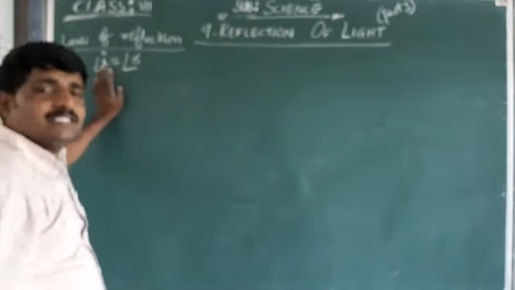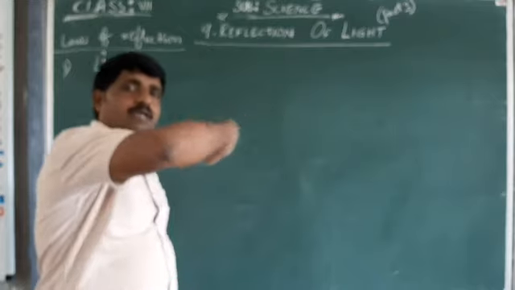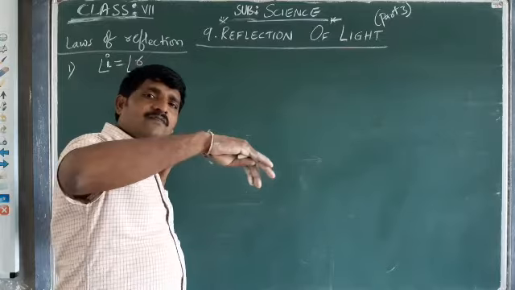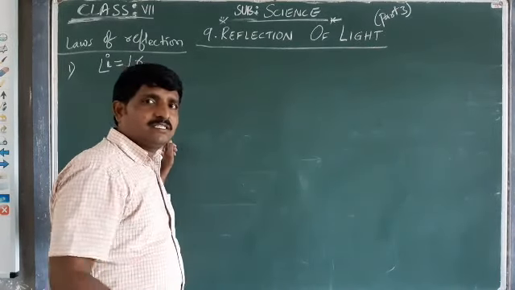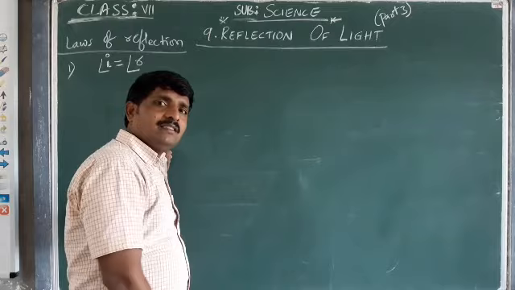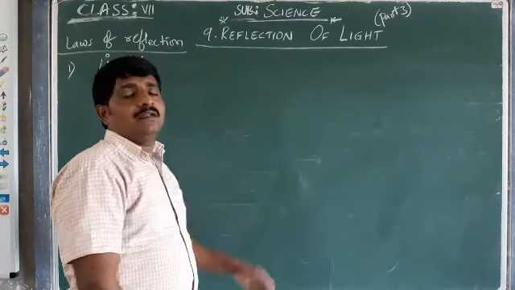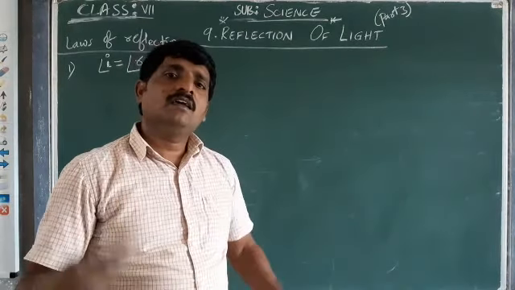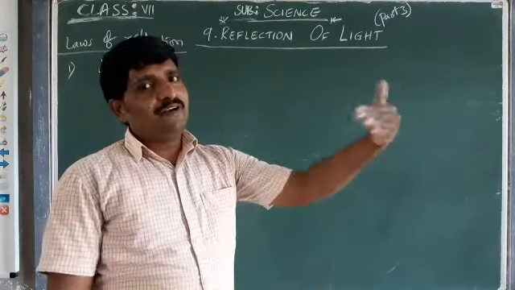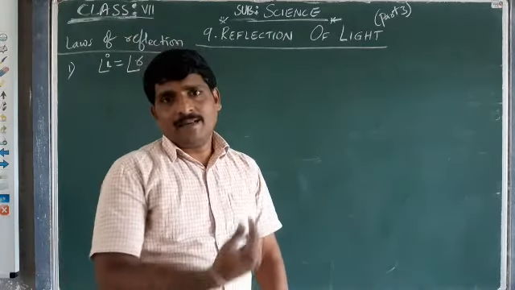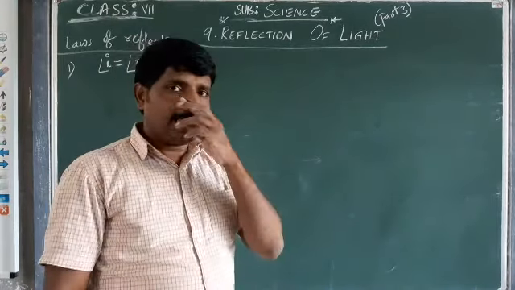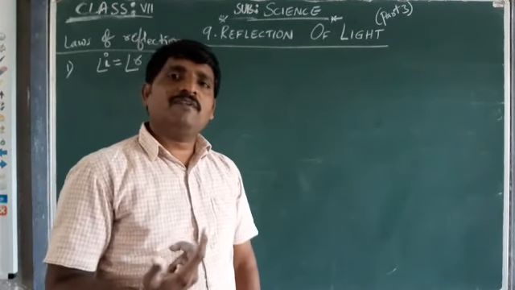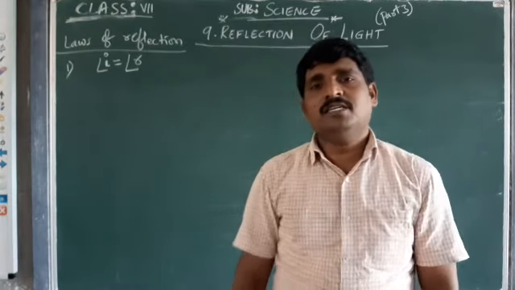If the incident ray is passing through line 4, we are going to get the reflected ray from line 1, where the angle of incidence is 60 and the angle of reflection is also 60. If the incident ray is passing through line 3, the reflected ray is coming from line 2, where the angle of incidence is 30 degrees and the angle of reflection is also 30 degrees. When the incident ray is passing along the normal, the reflected ray is also passing along the normal, bouncing back straight, where the angle of incidence is 0 degrees and the angle of reflection is also 0 degrees. That's what we discussed in the last session.